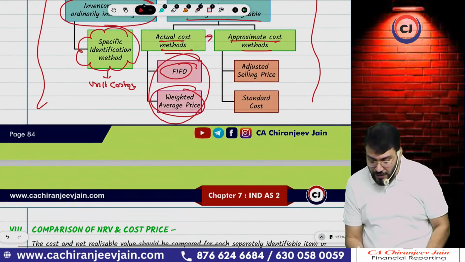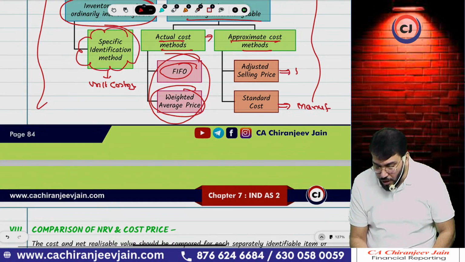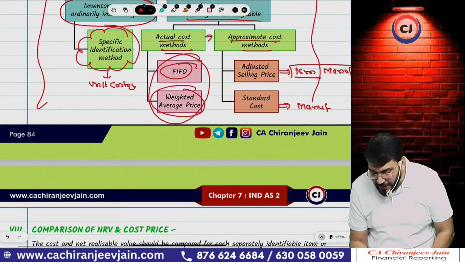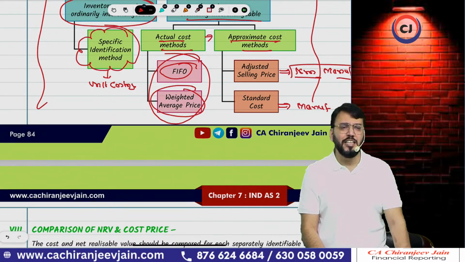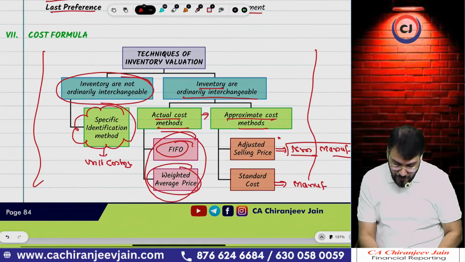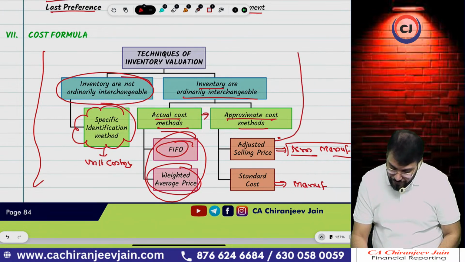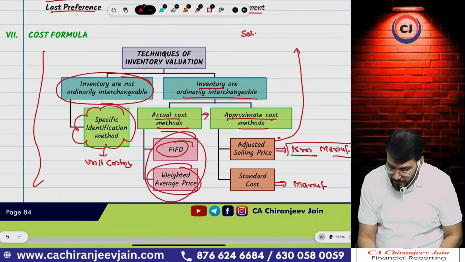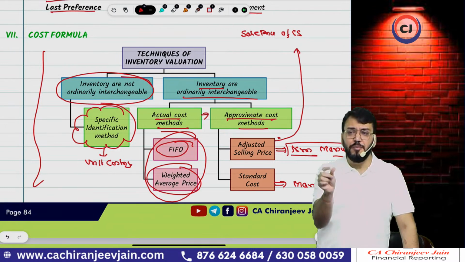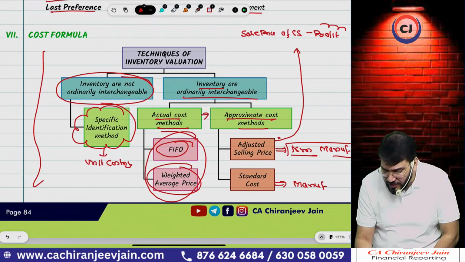They have given two methods. One they have given for manufacturing, and one for non-manufacturing, or you can say trading or retail. For non-manufacturing, what is the method? Adjusted selling price method. What do you mean by adjusted selling price method? It means you first find out the sale price of closing stock. Sale price of closing stock means number of units multiplied by sale price per unit, minus profit margin. Whatever profit margin is there, that you deduct.